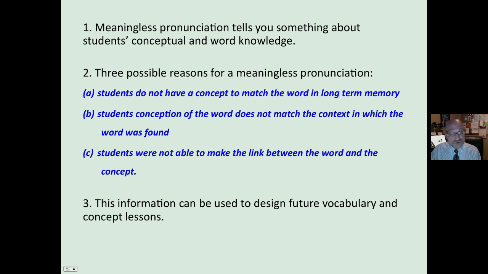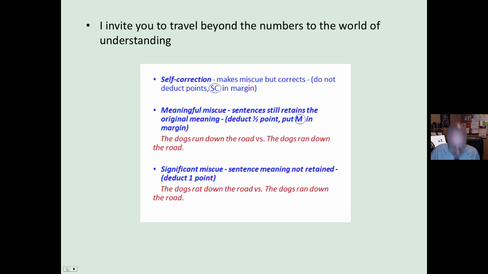It could be that the students don't have a concept to match the word in long-term memory, or the student's conception of the word does not match the context in which the word was found, or the students were not able to make the link between the word and the concept. This information is useful because it can be used to design future vocabulary and concept lessons.